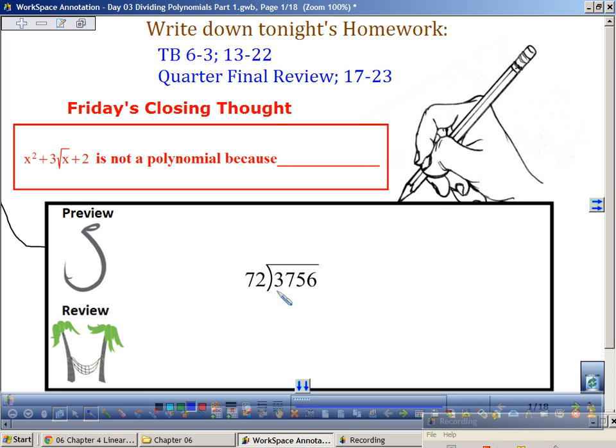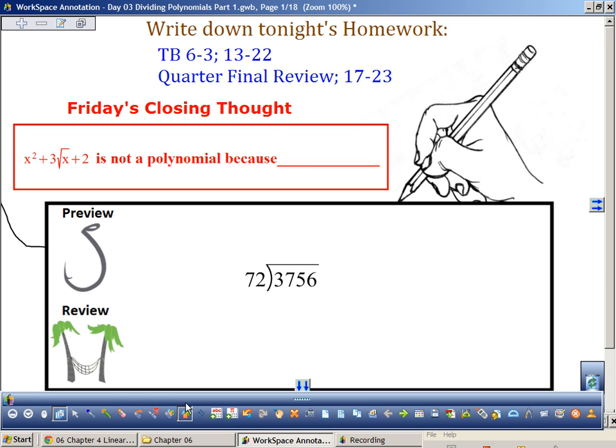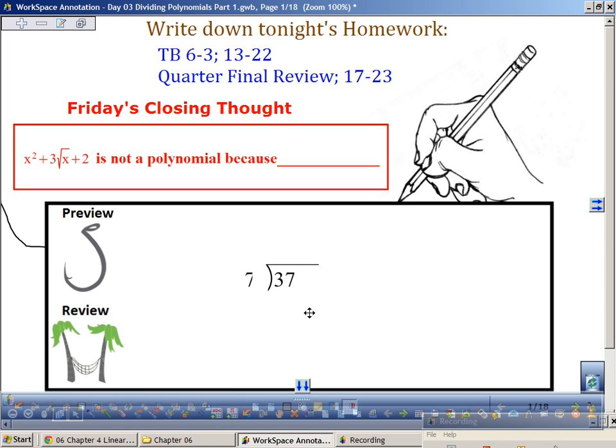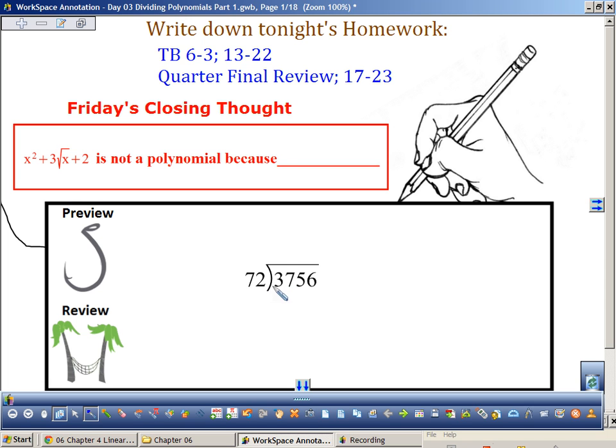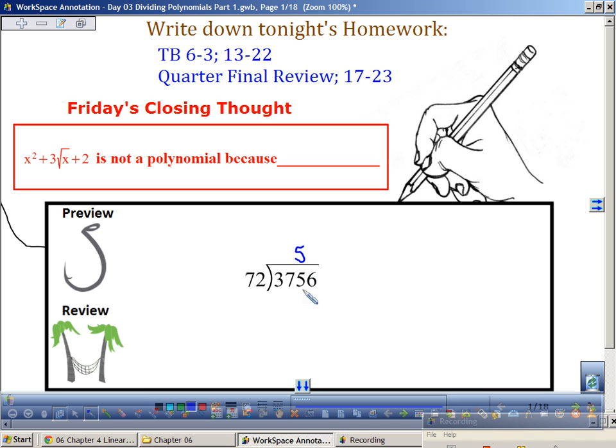No, not how many times 72 goes in. Does 7 go into 3? No. Does 7 go into 37? Yes, 5 times. Does 72 go into 3? No. Does 72 go into 37? No. Does 72 go into 375? 5 times. Now what would you do?